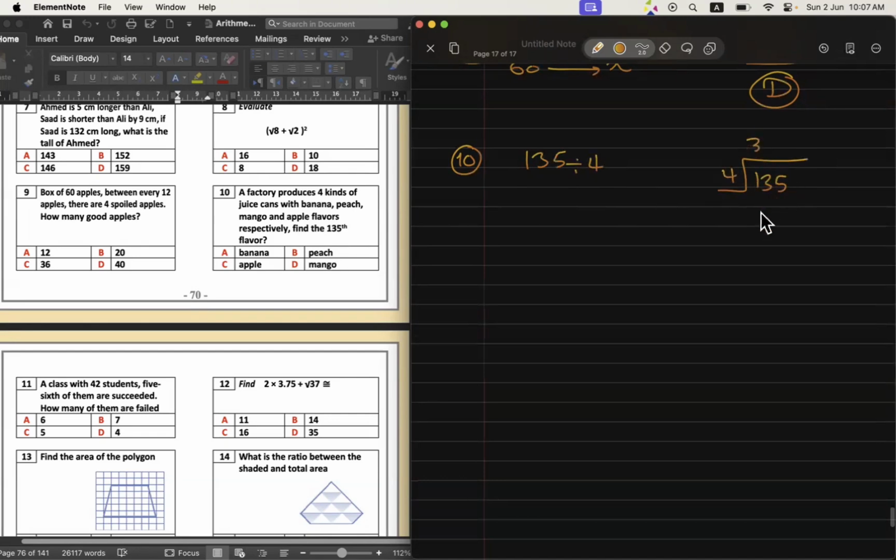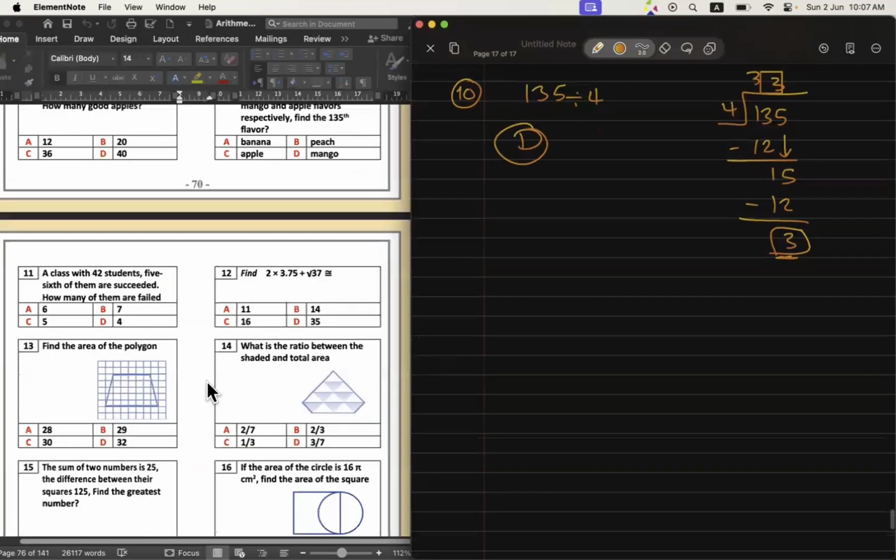3 times 4 equals 12. Subtract, write down 15. 15 divided by 4 equals 3. So 3 times 4 equals 12. Then subtract, so the remainder is 3. Now we will use the remainder, just count the third flavor. We have 1, which is banana, then the peach, then the mango. So the answer is mango, which is D.